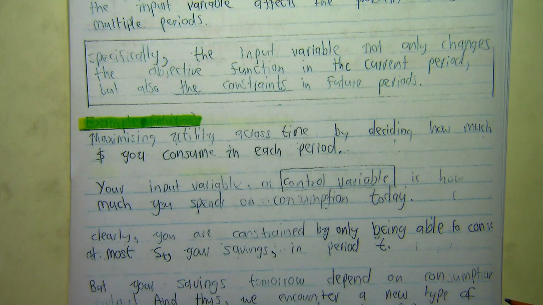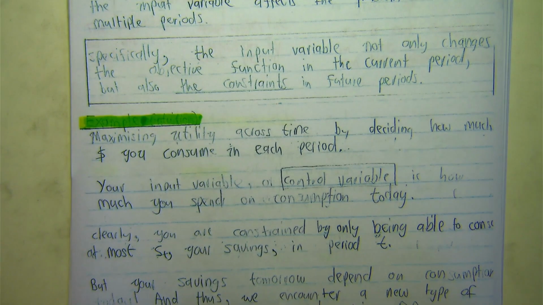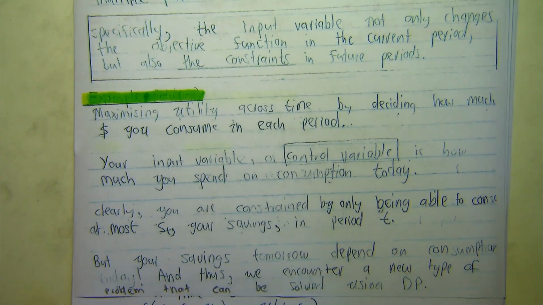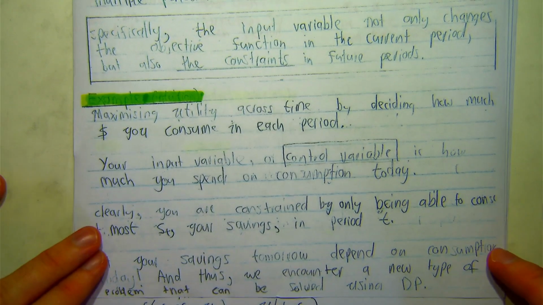And clearly you're constrained to being able to spend at most S_t, your savings in period t, and your savings tomorrow depend on consumption today. And thus we encounter a new type of problem that can be solved using dynamic programming.